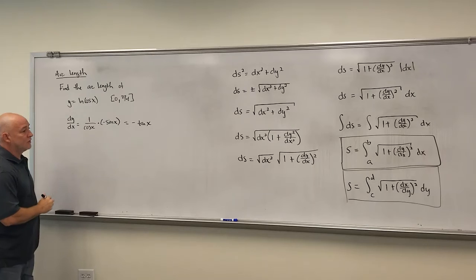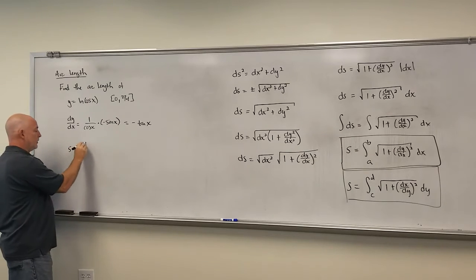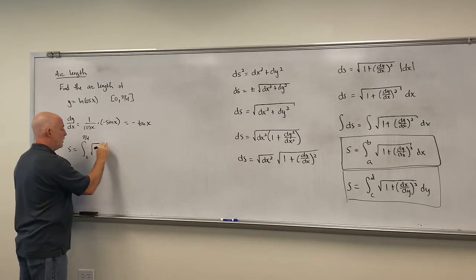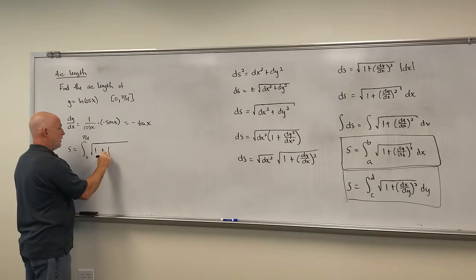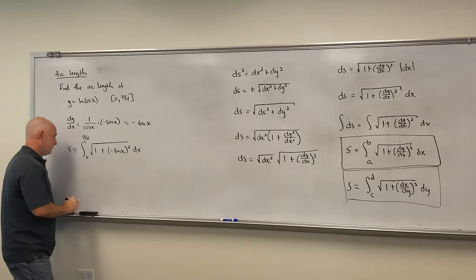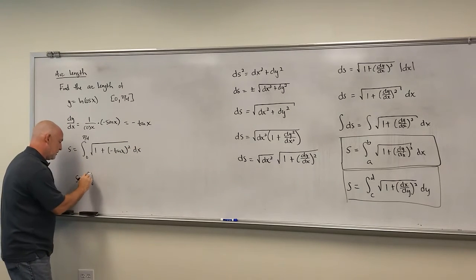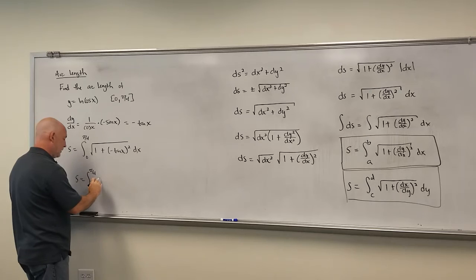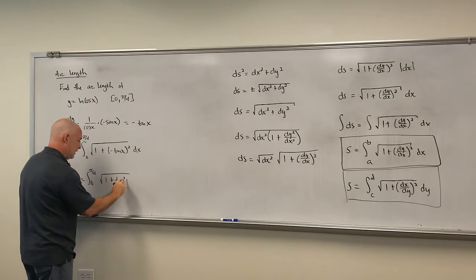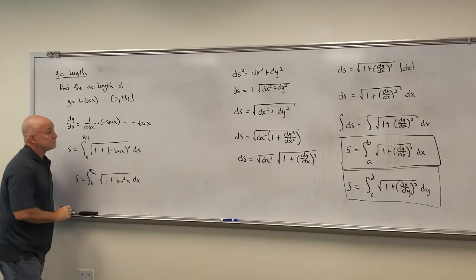So if we plug this into our formula, the arc length will be equal, we're going from 0 to pi over 4, square root of 1 plus the derivative squared dx. So let's see, we get the integral from 0 to pi over 4 of the square root of 1 plus tangent squared x dx.